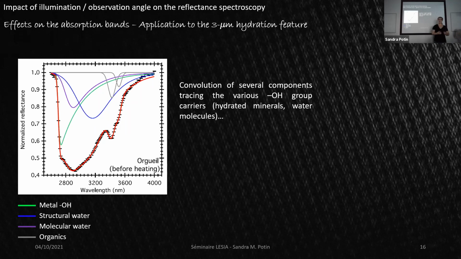It can be OH groups linked to molecular water that is adsorbed on the surface. This is the purple one. And OH groups in water molecules that are trapped inside the sample. So this is the blue curve here. The big red band that we observe here is the combination of these three components. If we want to fully understand why this band acts like this with the geometry, we have to separate the different components of the band. And this is what we have here.